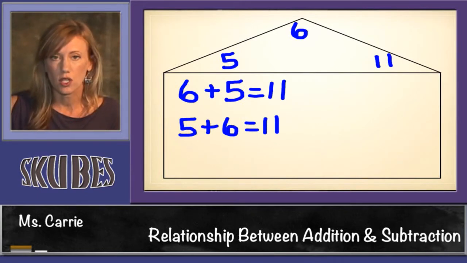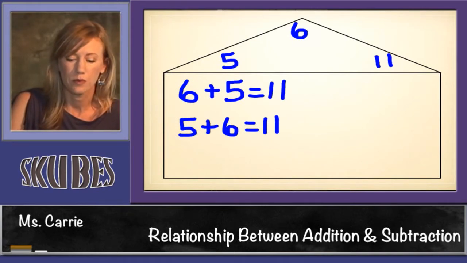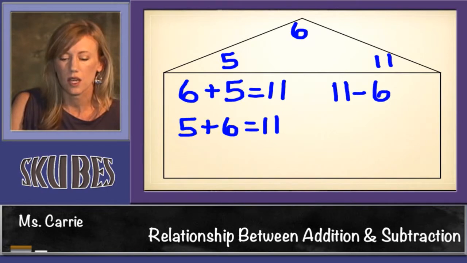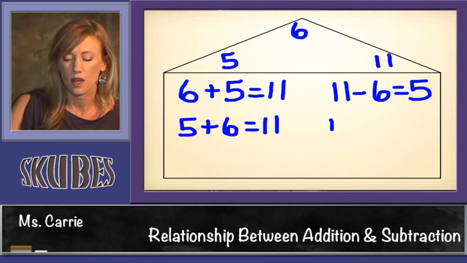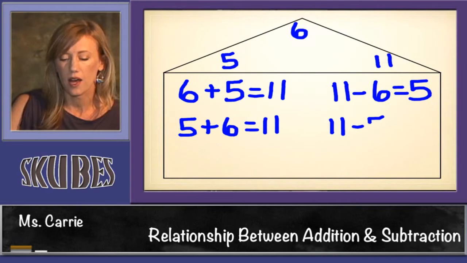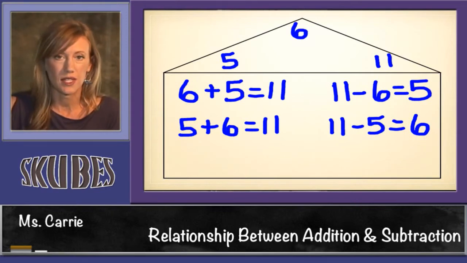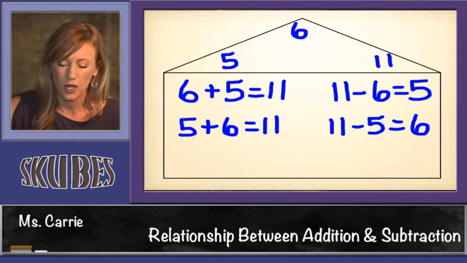Now that we're done with addition, let's try some subtraction. We're going to start with our bigger number, which is 11. So we'd say 11 minus 6 is equal to 5. Well, if 11 minus 6 is equal to 5, then 11 minus 5 is equal to 6. So now we've come up with four equations again within the same fact family. We use those three numbers every time. We never used a different number. Let's try another one.